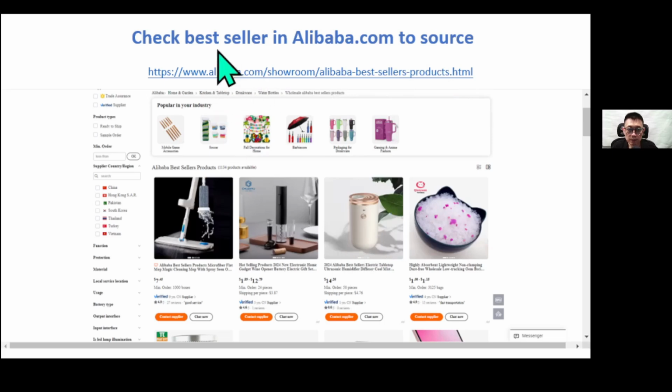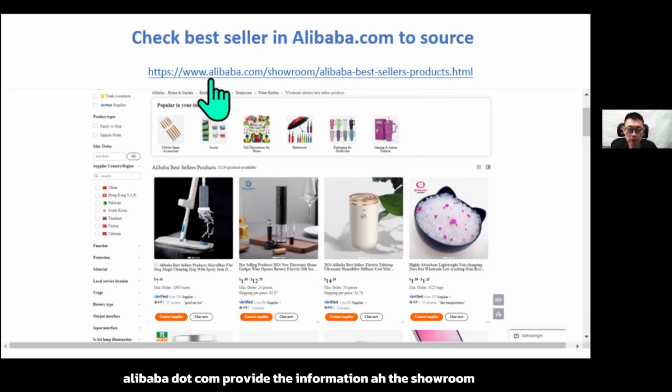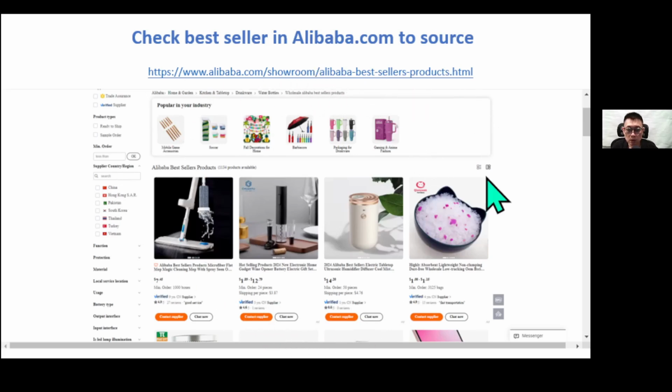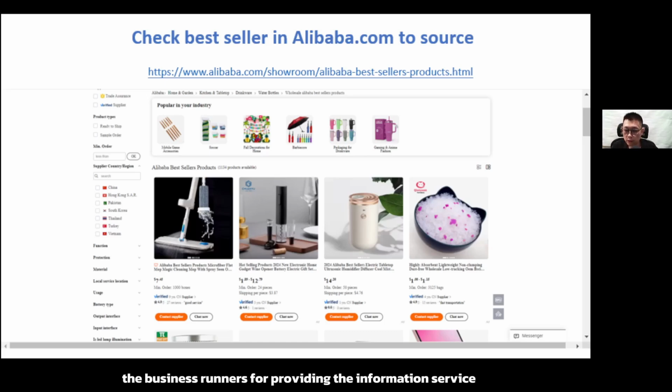And this website, Alibaba.com, provides the information, the showroom, the best-selling products. As a marketplace, their goal is not to sell products by themselves. They do not purchase and resell products. They are not a supplier. They are a business providing an information service. What kind of information service? People who want to sell can upload their product pictures, videos and descriptions to the system, to the online store.